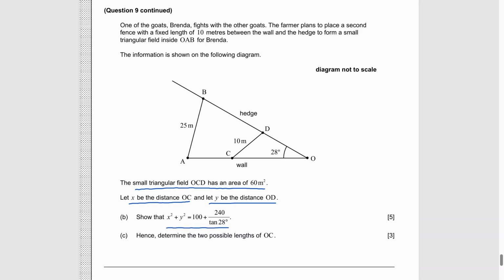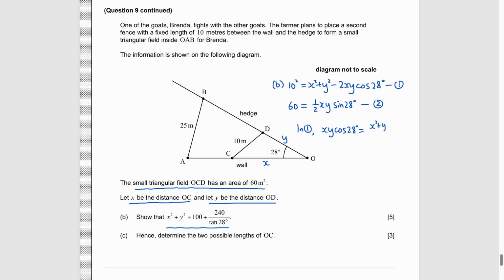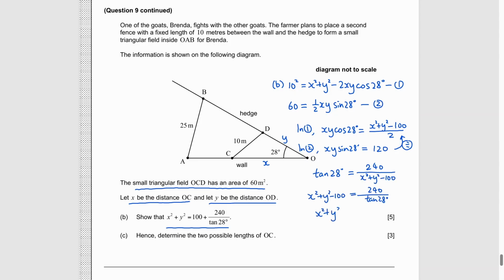We are asked to show the given expression. To start, we apply the cosine rule to this smaller triangle to form the first equation. Then, by considering the area of this triangle, we get the second equation. Next, we make xy cosine 28 the subject from the first equation and xy sine 28 the subject from the second equation. Dividing the two equations gives tangent 28 in terms of x and y. By rearranging, we can obtain the desired expression.